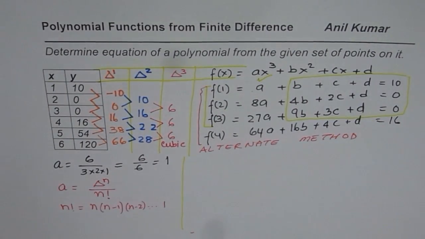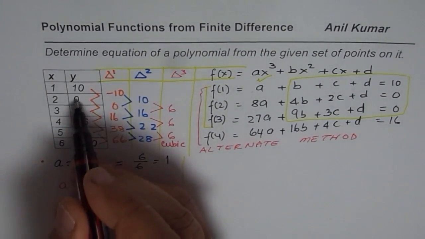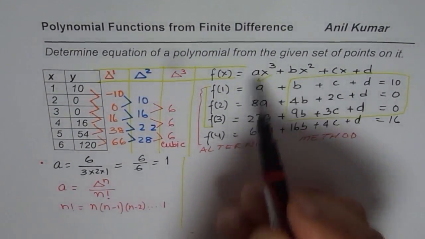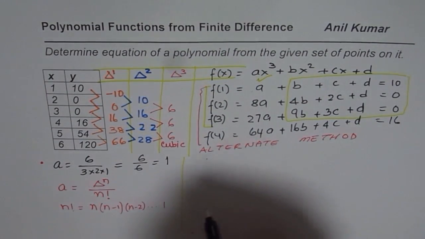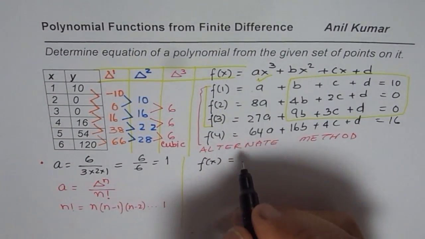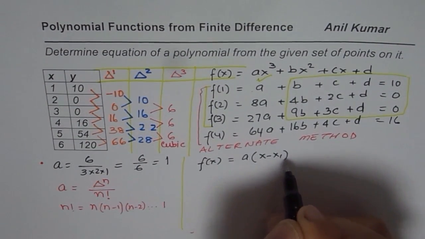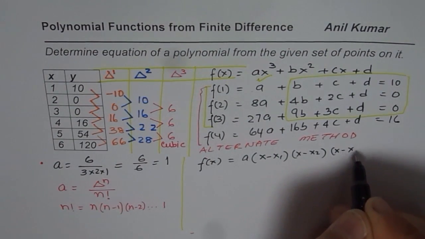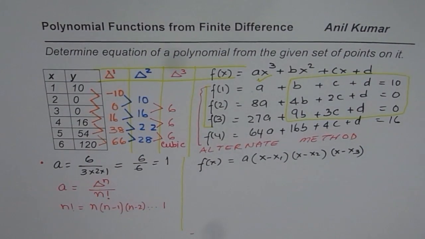What else do you observe here? Another great thing which you observe here is the zeros themselves, right? So we have 2 zeros and we have a cubic function. That means I could write my function in factored form. Factored form is an excellent way of writing a cubic equation. We know A times x minus x1, the first zero, x minus x2, the second zero, x minus x3, the third zero. Maximum there could be 3 zeros for a cubic equation.